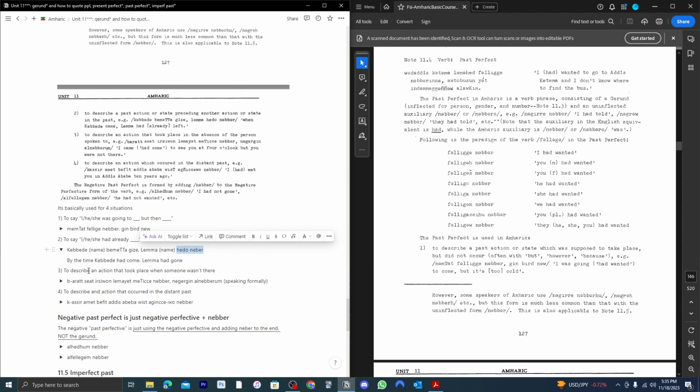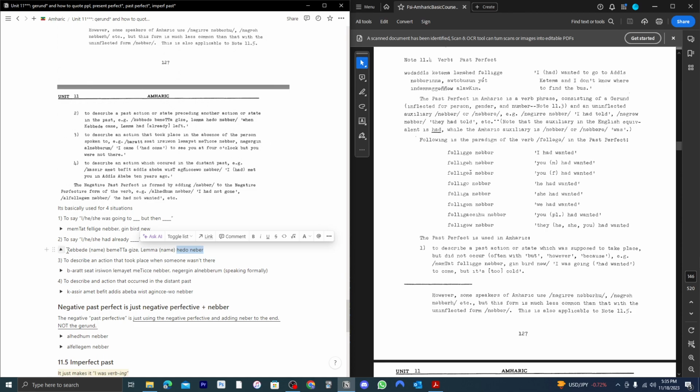By the time he came here, Lemma had gone. Describe an action that took place when someone wasn't there. This is kind of tough, but "arat", this is sa'at, so it's supposed to be by like 4 o'clock. And this is you polite, and I don't care about you polite. Lamayat metach neber. This is the one that you like.